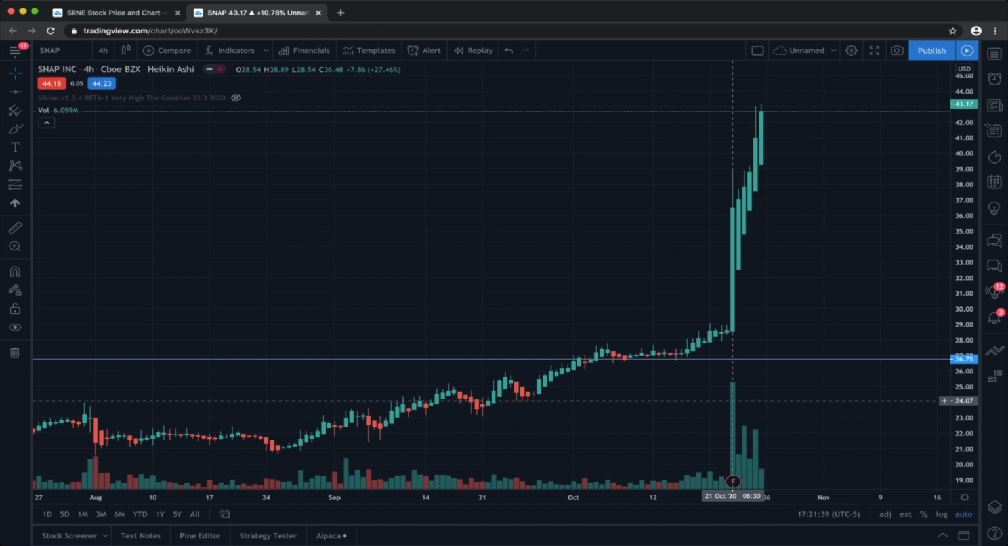Either way, if you hover your cursor over the volume bar, you can see in the top left of the screen where it shows what indicators I have. It'll say snap, and then below that it says vision, and then below that it says volume.